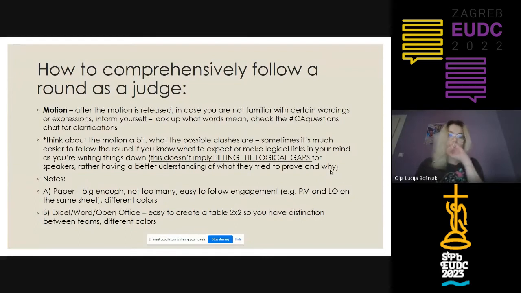Obviously, you can also use different colors to track different things if it makes it easier for you. And in digital form, I personally use Word, but you can also use Excel sheets. I've seen people do it in Open Office as well. I think it's just easy. You create a table that's like 2 by 2, and you just have a distinction between teams like OG, OO, CG, CO. Again, you can use different colors, so whatever is easiest for you, basically.